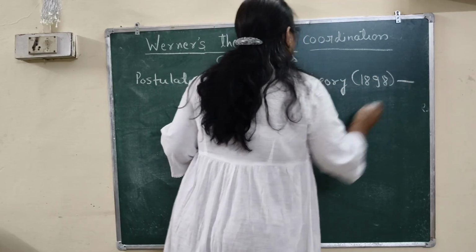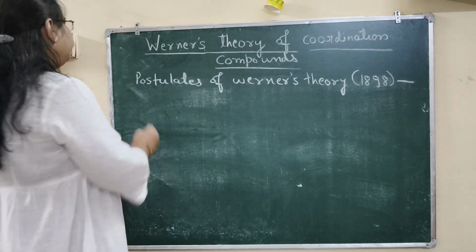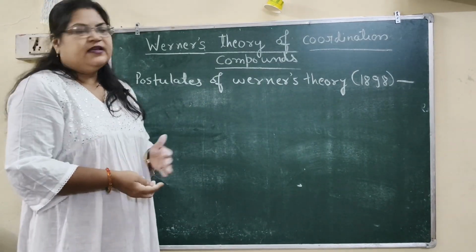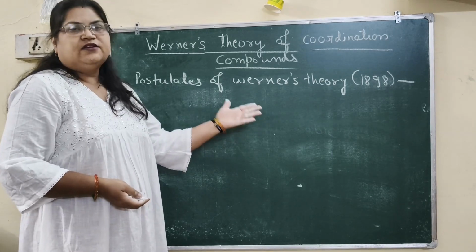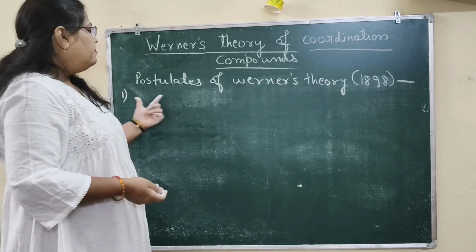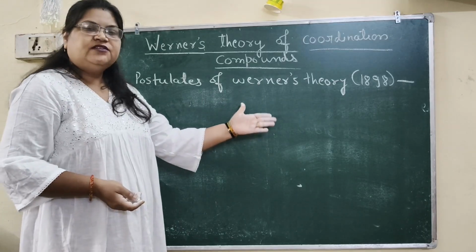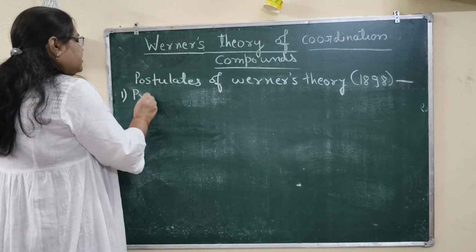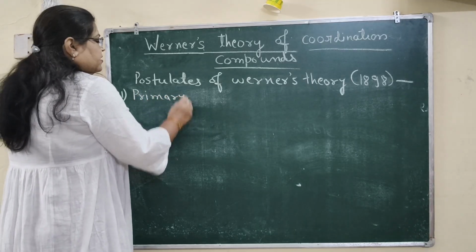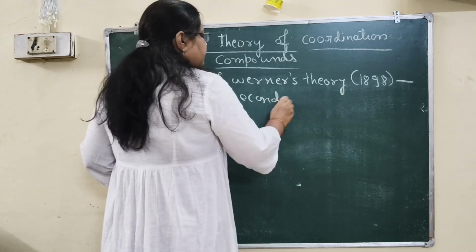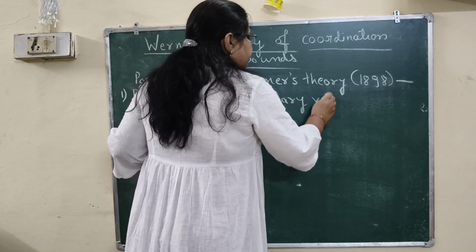(1898). Now main postulates students, first point I am taking, central metal atom or ion is having 2 linkages, 2 valencies, primary valency and secondary valency. Metal ion is having 2 linkage, 2 valence, that is your primary valence and secondary valence.